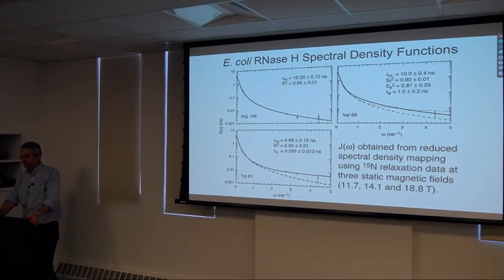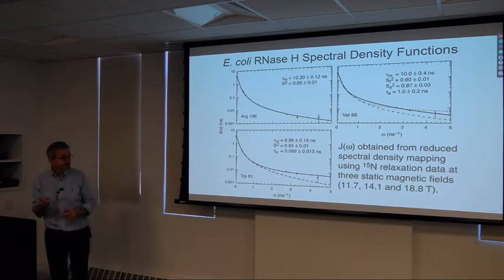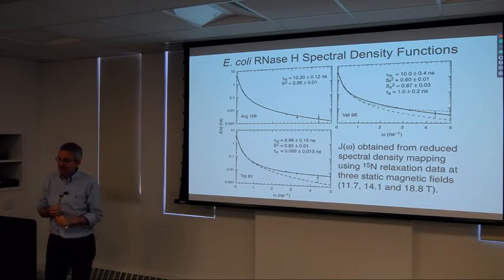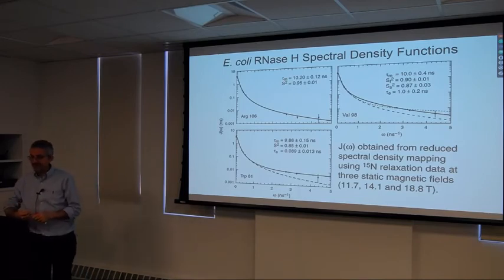So here's some data for RNase-H. Here, the spectral densities were calculated. The nitrogen-15 relaxation rate constants, if you look back in the tables in the earlier lecture, depend on J at zero frequency, at the nitrogen Larmor frequency, the zero quantum frequency, the hydrogen Larmor frequency, and the double quantum frequency.